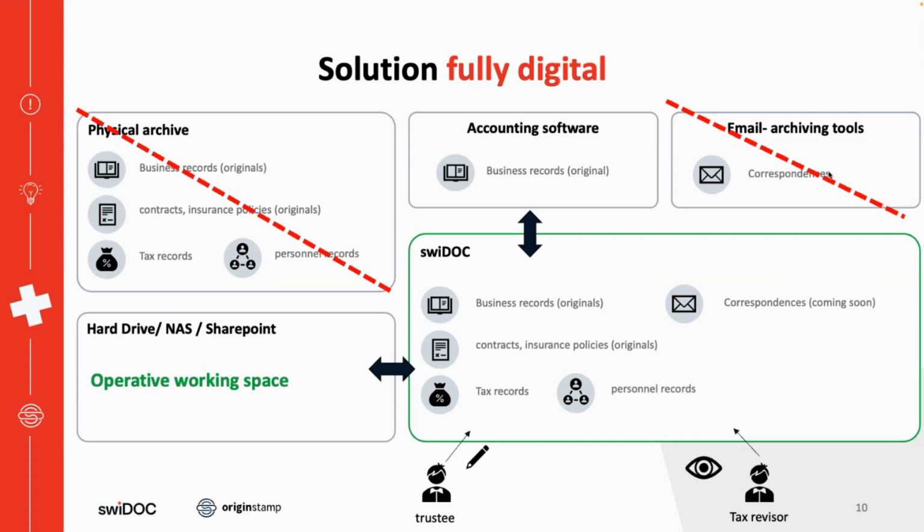Another advantage is that you can easily interact with your trustee or give a tax revisor view access to your archive if you want that. So there is no need to be on site for a tax revision anymore. You can simply add your revisor to your archive and he can search for invoices, for bills, however he pleases.